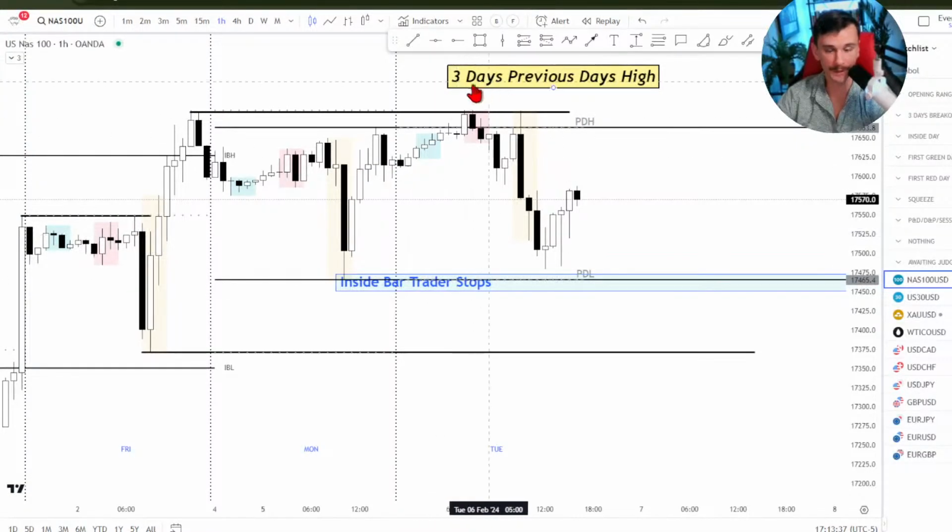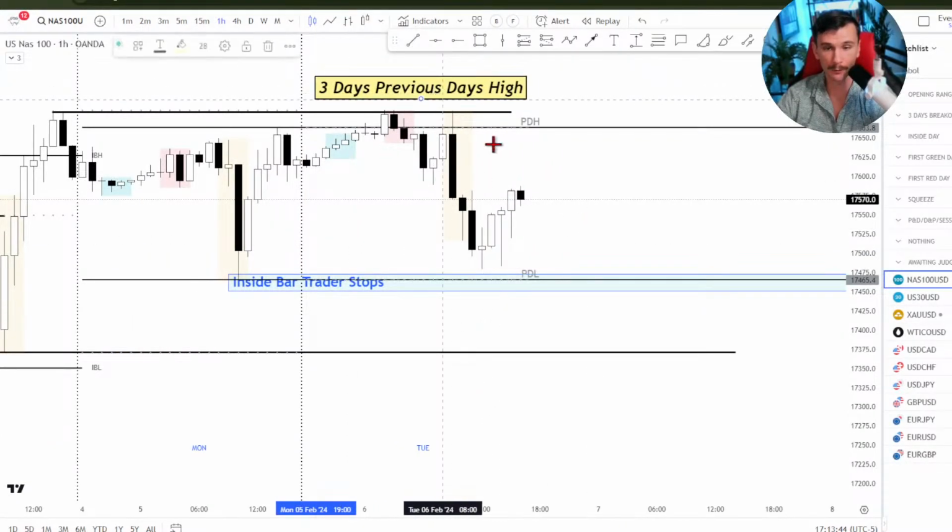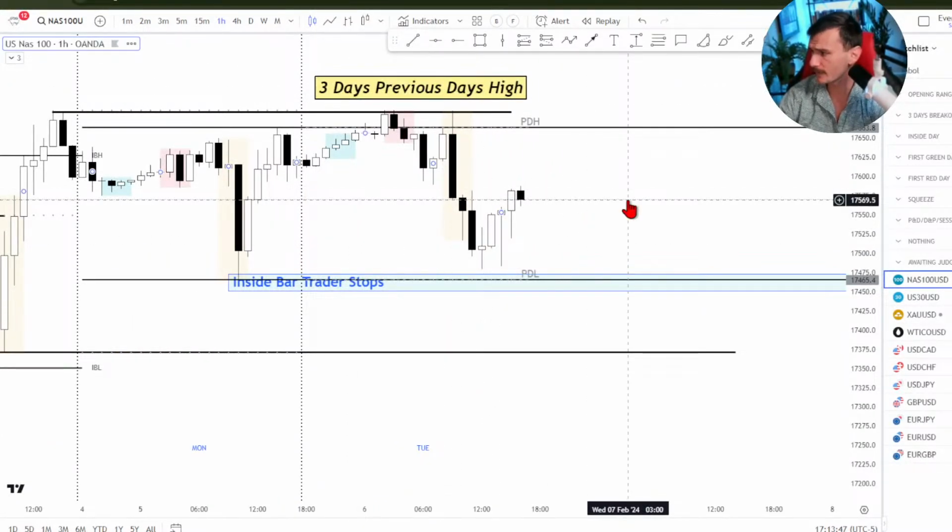Inside bar trader stops after a failed breakout at the high of the current week. That is the setup that I will be personally looking for if it does present tomorrow based off of weekly template setups.